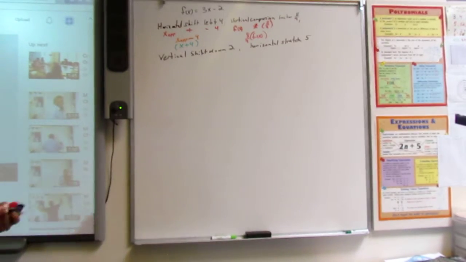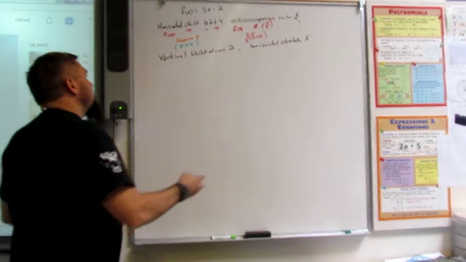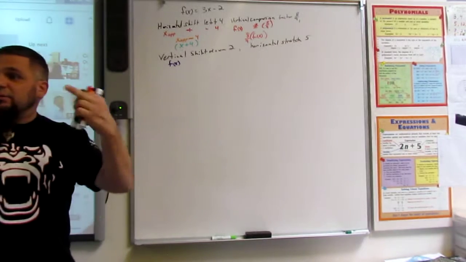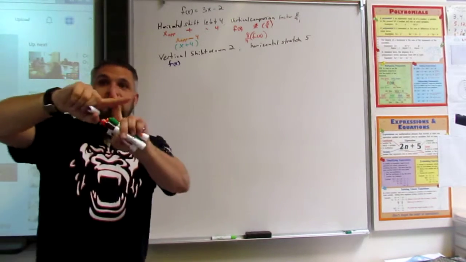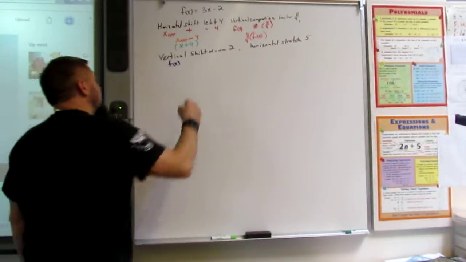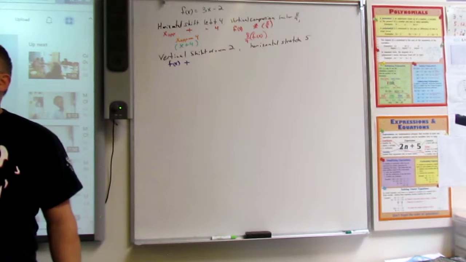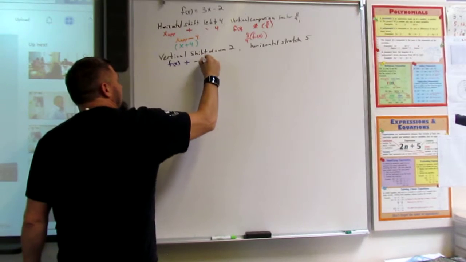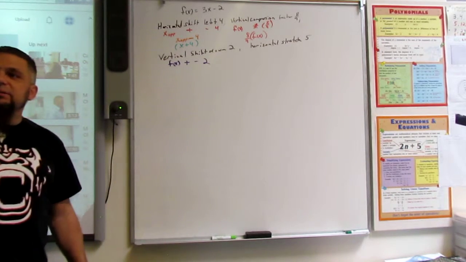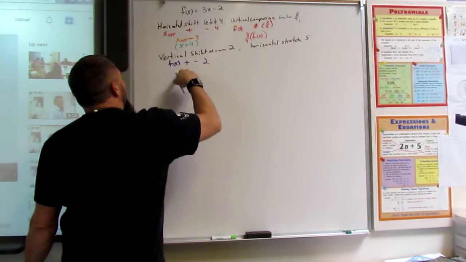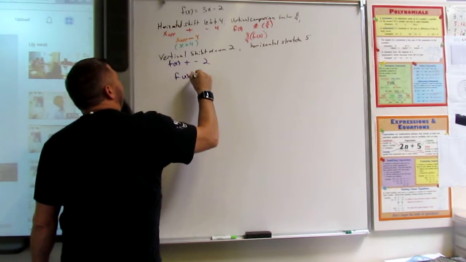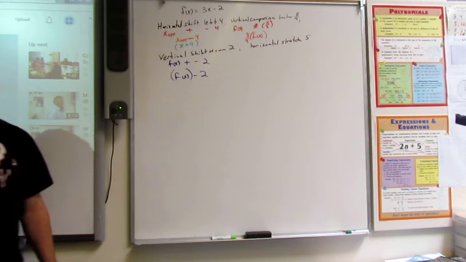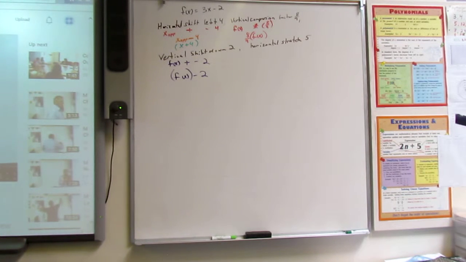Next, I've got a vertical shift. That's f of x again. Remember, shift is plus. And then down. Is that negative or positive? Down is negative, and then 2. So what's a plus minus? Minus. So it's going to be f of x minus 2. I'll put that parentheses right there so I remember it's outside of the parentheses. Outside.